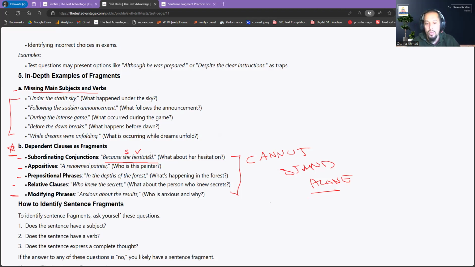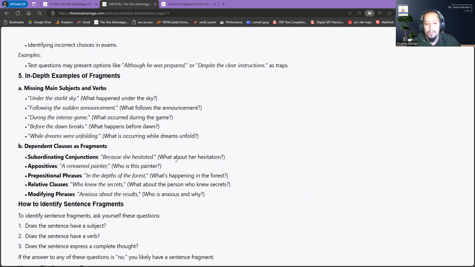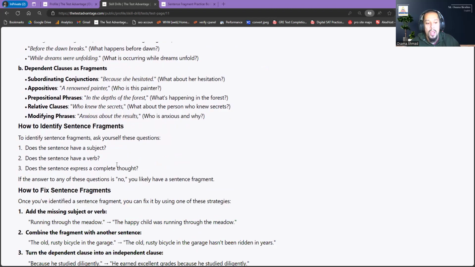Like for example, Carlos, because she hesitated. Why is this incomplete? مش في subject or verb? I guess because the word because, the conjunction, so it needs... it's not a complete idea. It's not a sentence that we can understand. Good. Because بدنا cause محتاجين الـeffect. So be careful with dependent clause fragments.